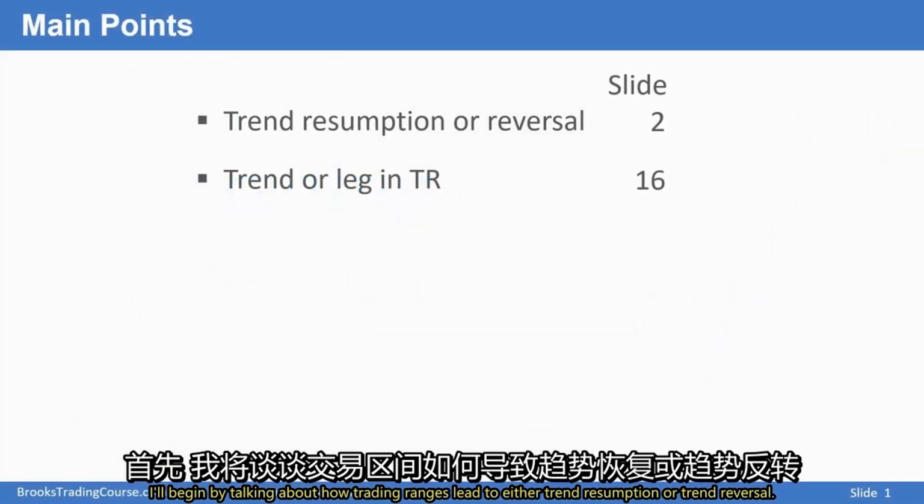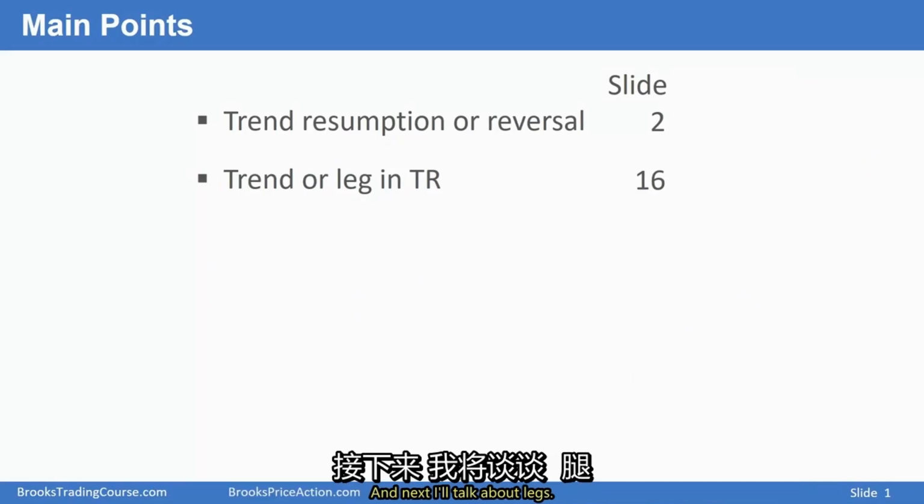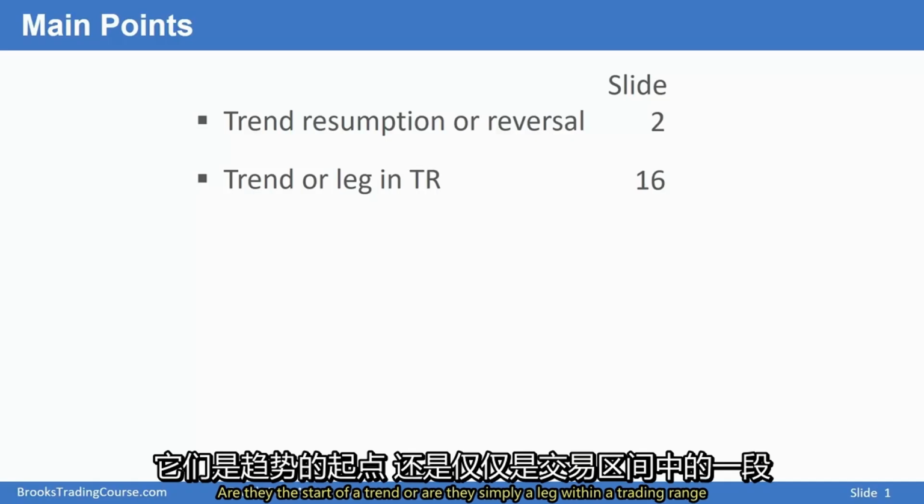I'll begin by talking about how trading ranges lead to either trend resumption or trend reversal. And next I'll talk about legs. Are they the start of a trend or are they simply a leg within a trading range?